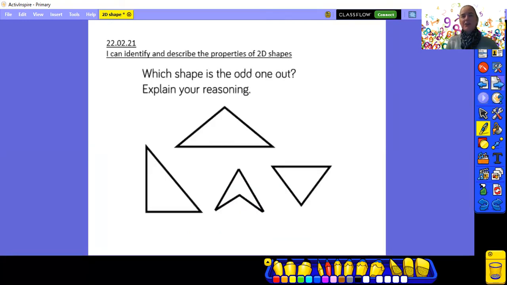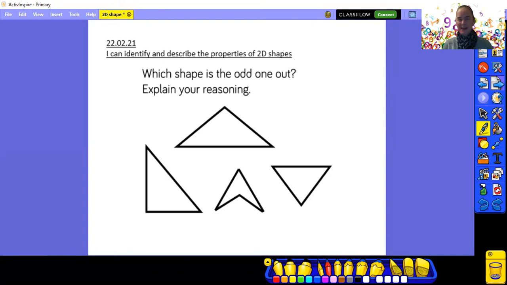Right, I want you to have a look at this problem with me. It's an odd one out question. It says, which shape is the odd one out? And I want you to explain your reasoning. So pop me on pause and have a look at this problem and try and explain why you think one of them is odd. I'll see you in a minute.